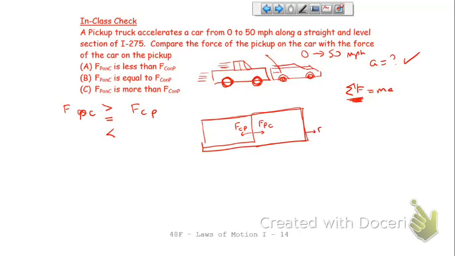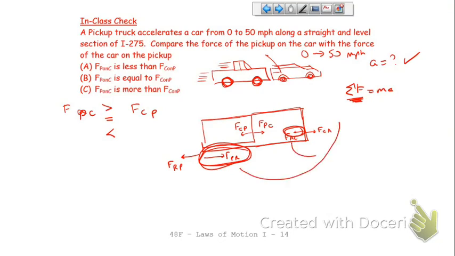There's also the force of the car on the air and the force of the air on the car, and that's wind drag. And there's also the force of the pickup on the road and the force of the road on the pickup. And that's the thrust of your engine. Now, how do you accelerate? You make that force bigger than that force. That's going to accelerate. When you say the sum of the forces equals ma, you're comparing those two forces, not these two forces, and not these other two forces.